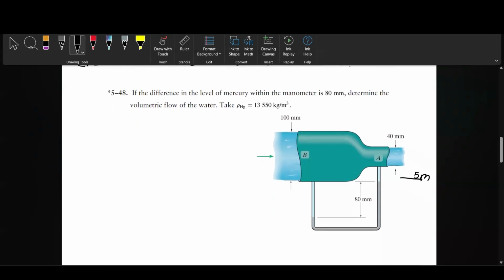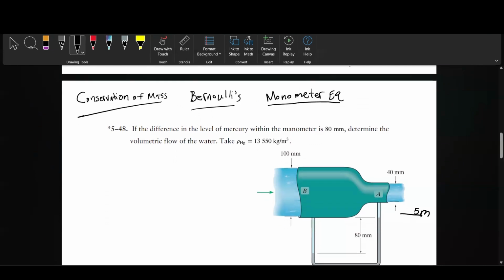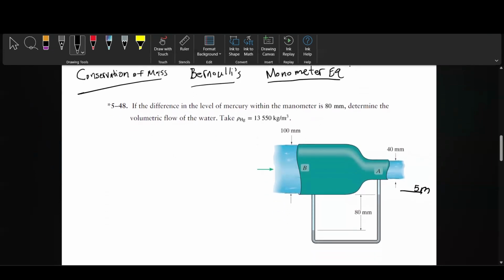Really, you can start this problem off using any of these, and then just plug what you get into another equation. It doesn't really matter which you go in with. But I'm going to start off here with Bernoulli's. So Bernoulli's equation. Let's read the problem first.